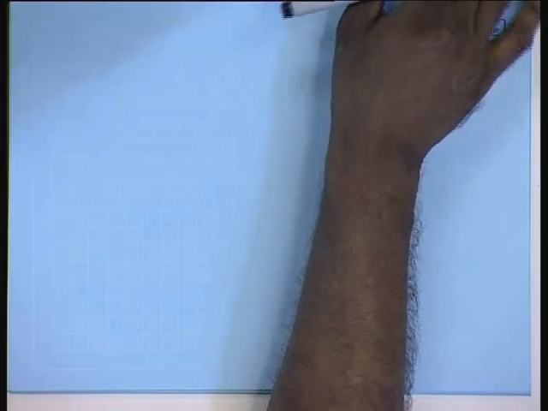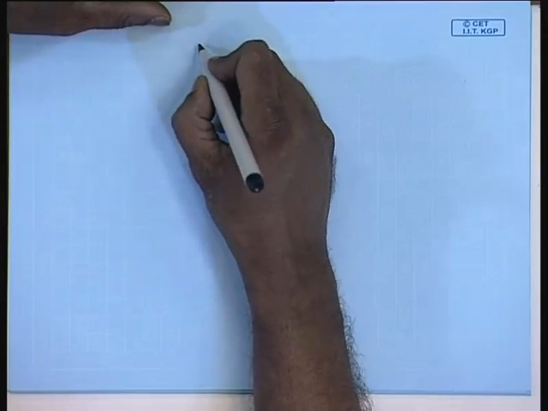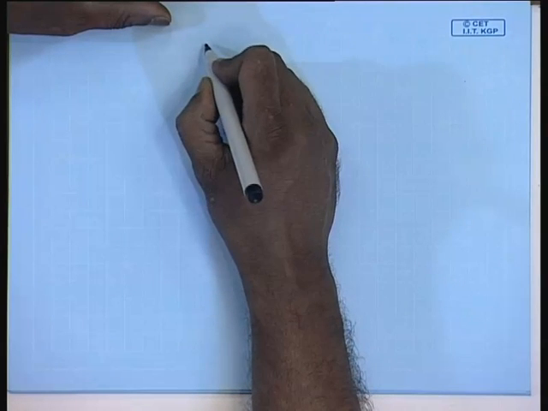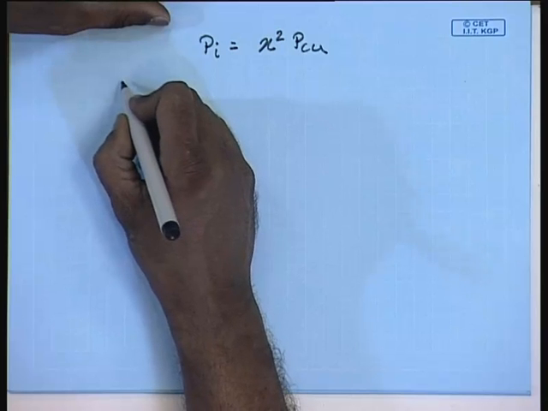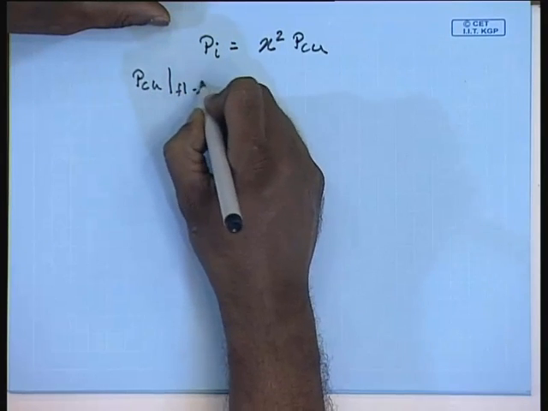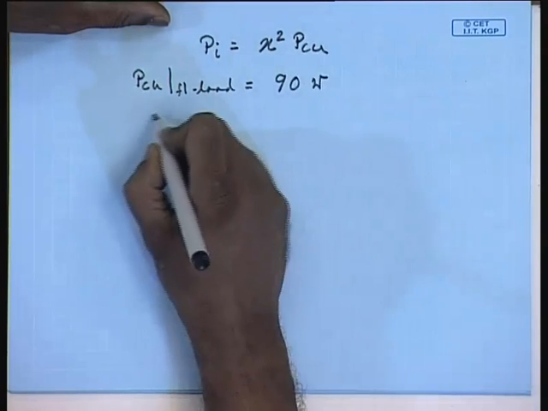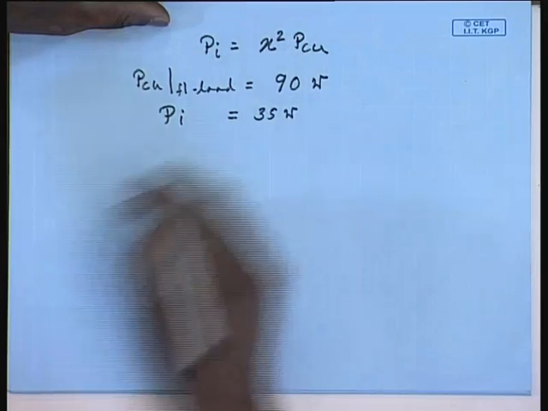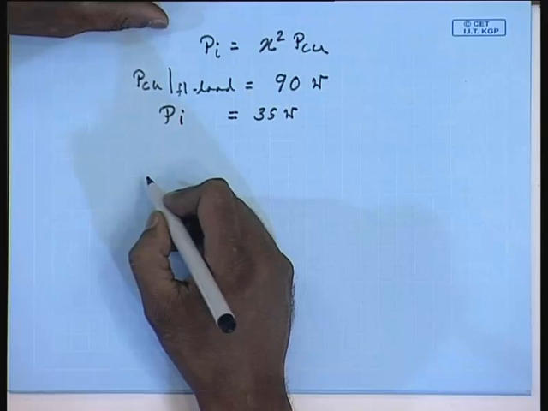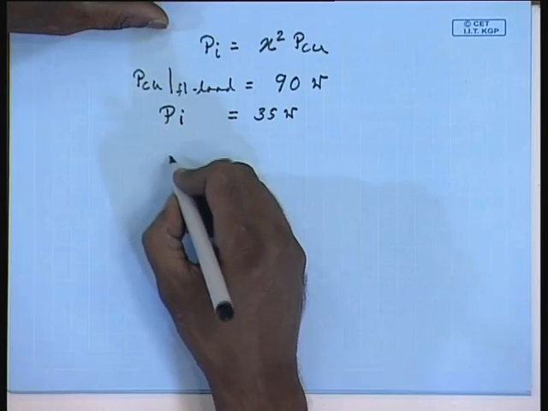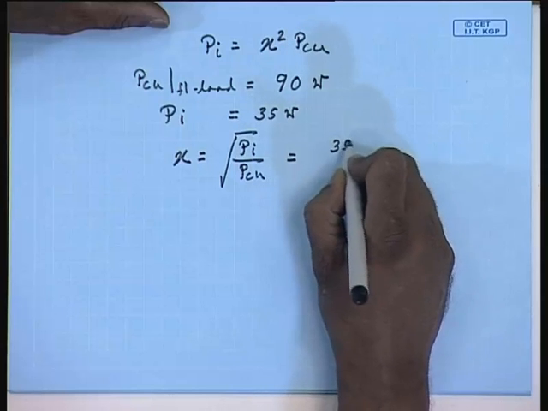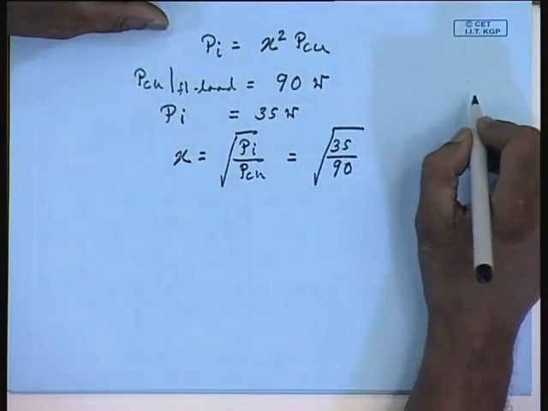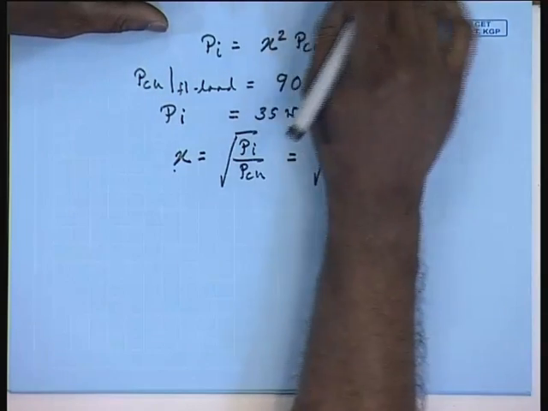It will be interesting to find out at what load the efficiency of the transformer will be maximum. Let that load be x. Then we know from the condition of maximum efficiency that at the loading at which efficiency is maximum, PI equal to x square PCU, where x is the fractional load. From the short circuit test data, PCU at full load equal to 90 watts and PI equal to 35 watts. So, at what load will the efficiency be maximum? The maximum efficiency will occur at x equal to square root of PI by PCU, this is equal to square root of 35 by 90. So, at this load the efficiency will be maximum.